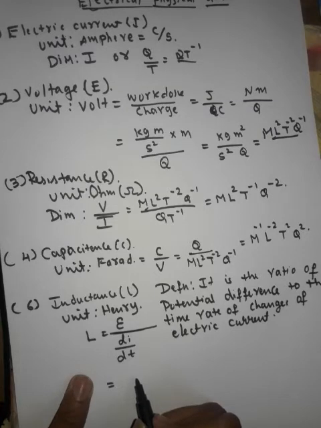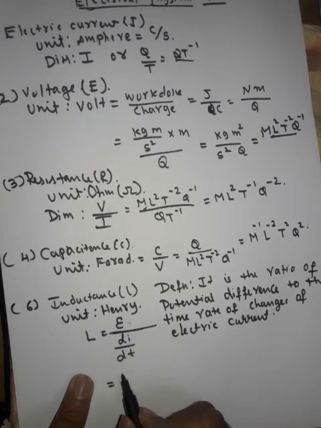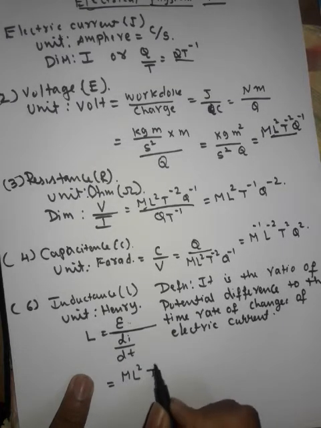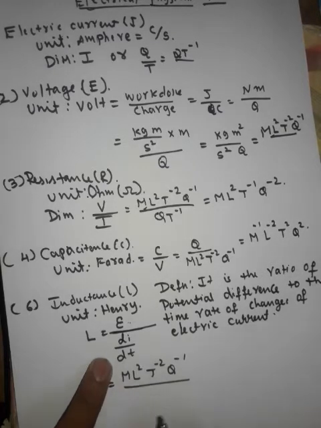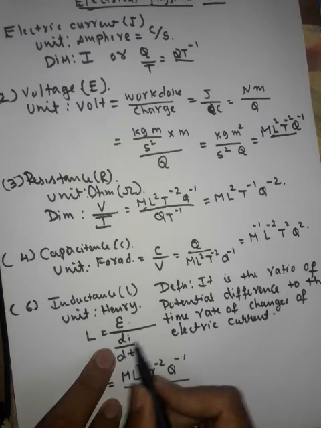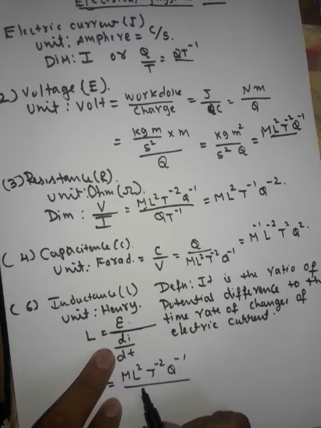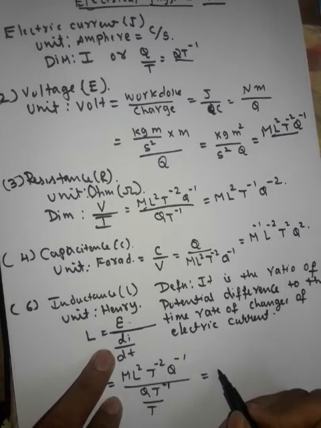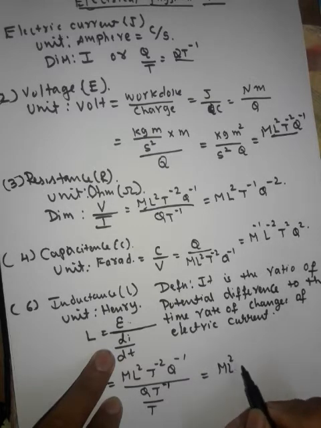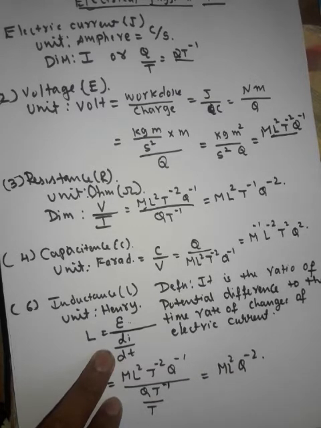We can directly write the formula for this voltage, that is M L square T power minus 2 Q to the power of minus 1 divided by di by dt. Can I write like this? For di, change in current, I can write Q T to the power of minus 1, right? For time I can write directly T. Finally, by solving this I will get M L square Q to the power of minus 2.